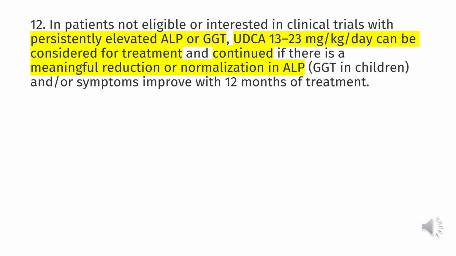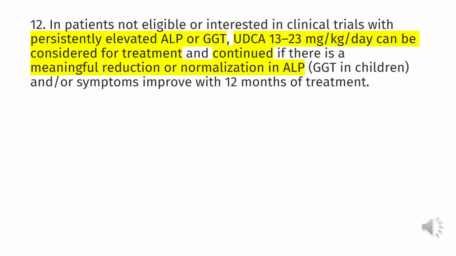This point is super important. In patients who are not eligible or who are not interested in clinical trials and they have persistently elevated alk phos or GGT, then a trial of ursodeoxycholic acid, with a dose of 13 to 23 mg per kg per day can be considered for treatment, and this should be continued if there is a meaningful reduction or normalization of alk phos level, and or if the symptoms improve within 12 months of treatment.